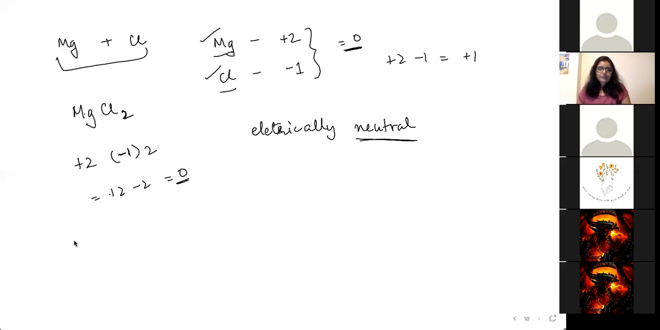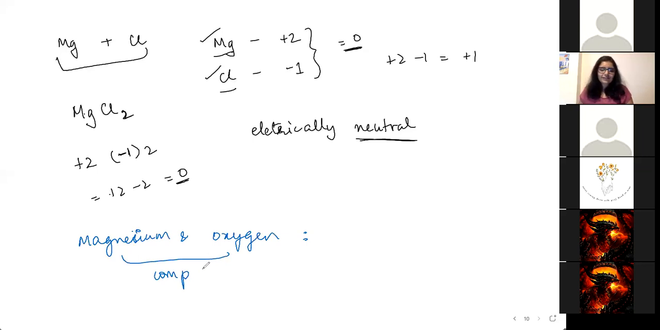Another example, what will be the formula of the compound formed from magnesium and oxygen? दोनों का अगर एक compound बनाया हमने, send it over chat, send it on private chat. I want to see what everybody answers. Ma'am, the name or what? Formula. अभी तक ions के names discuss नहीं किए ना, so just give me the formula.